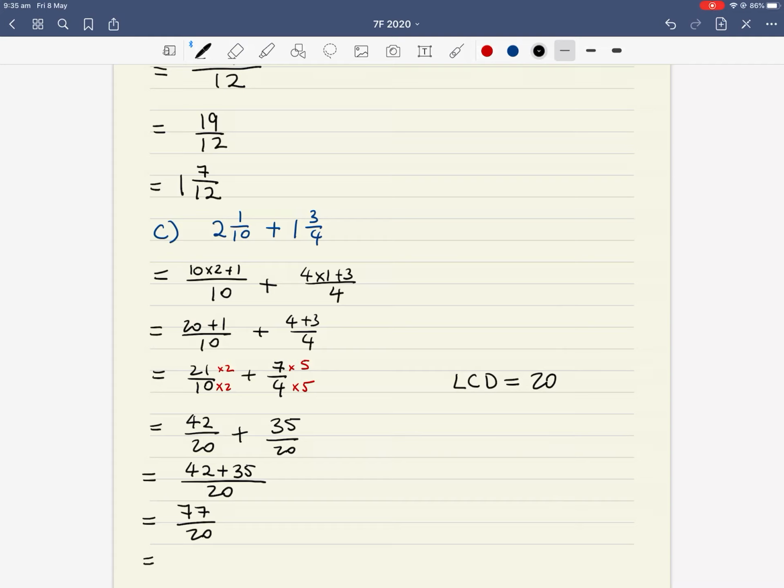Simplify your answer, write it as a mixed number. Well, 20 times 3 is 60, so that's the closest number to 77, because 4 times 20 is 80, and that's beyond 77. So 20 goes into 77 3 times. So what's 77 take away 60? How much is remaining? 17. So we have remaining 17 out of 20. Make sure your fraction is fully simplified. There's no common factors between 17 and 20.